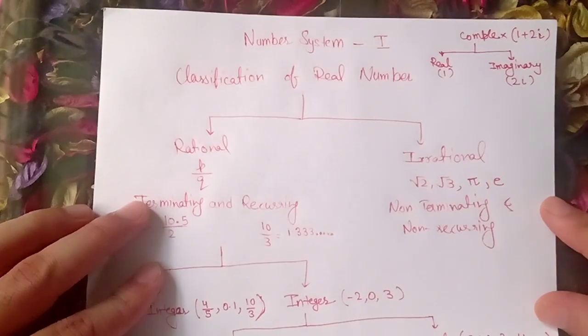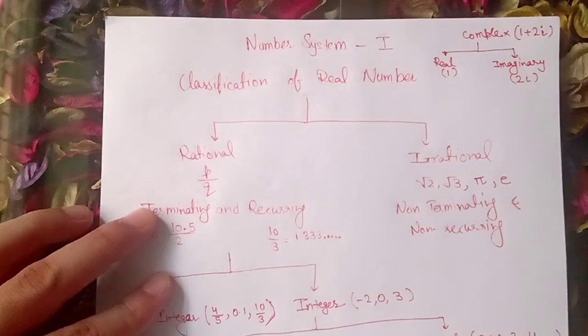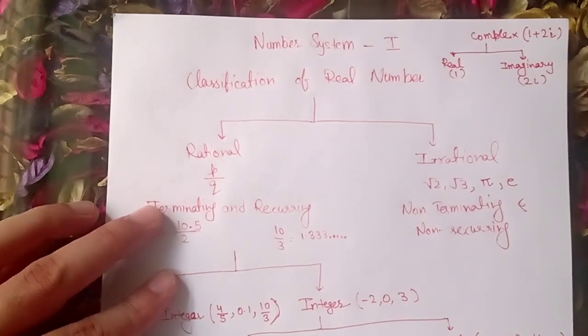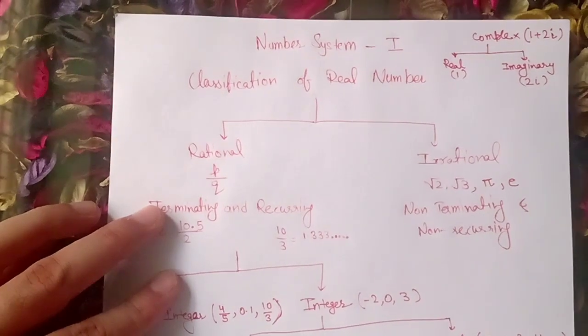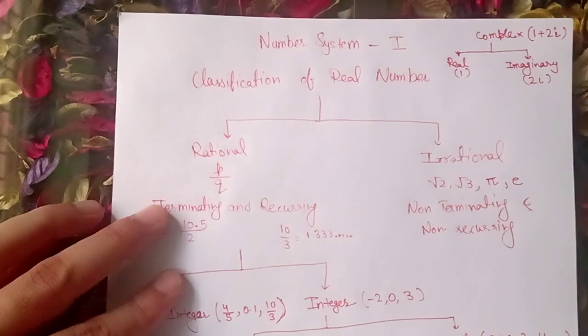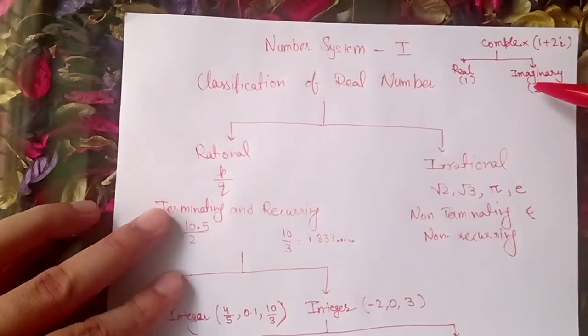So today we are going to discuss the number system. Basically, we are going to discuss what types of numbers we have in our math section. Starting with, we have complex numbers. A complex number can be divided into two categories. These are real and imaginary.